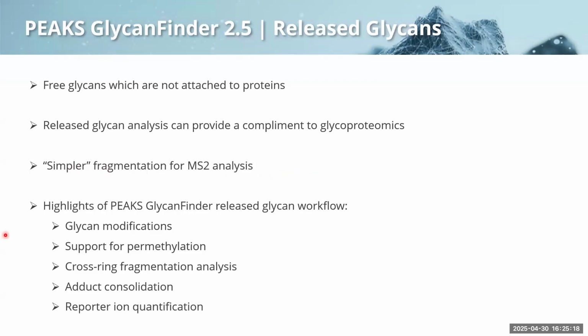Some of the highlights of our Peaks GlycanFinder release glycan workflow, and some of these features are from the recent patch build. So if you are a current user of 2.5 and you don't know about some of these features, some of them are a little bit newer, but we do support glycan modifications. In the patch build, we've added support for permethylation, cross-ring fragmentation analysis, adduct consolidation for quantification, and then reporter ion quantification methods.